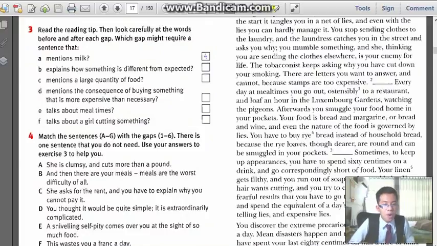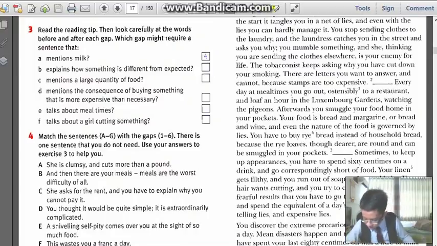You have to buy rye bread instead of household bread because the rye loaves, though dearer, are round and can be smuggled into your pockets. Sometimes, to keep up appearances, you have to spend 60 centimes on a drink and go correspondingly short of food.